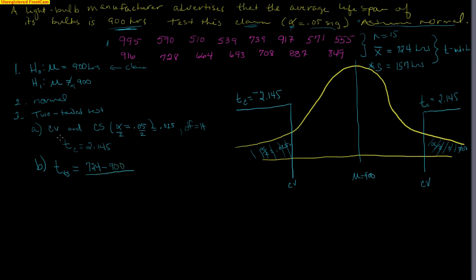I'm going to divide that by the standard deviation, which is our S, 157. The central limit theorem tells us to divide it by the square root of the sample size of 15. And if you do all that on your calculator, you're going to see it's negative 4.342. Okay. All right, so I'm going to get a different color here so we can plot this in a little different color. So this is my test statistic.